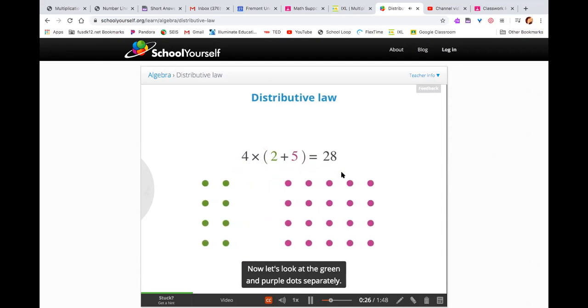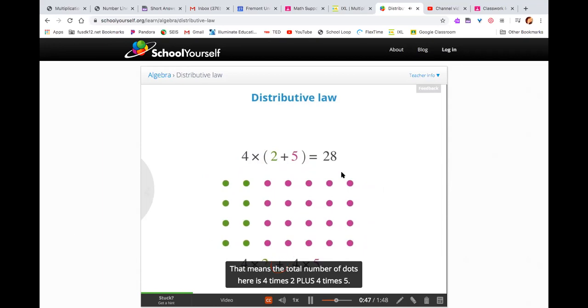Now let's look at the green and purple dots separately. Here, we have 4 groups, each with 2 green dots. So we have 4 times 2 green dots. And over here, we have 4 groups, each with 5 purple dots. So we have 4 times 5 purple dots. That means the total number of dots here is 4 times 2 plus 4 times 5. And so we've just shown that 4 times (2 plus 5) is equal to 4 times 2 plus 4 times 5. These are 2 different ways of counting all the dots here.